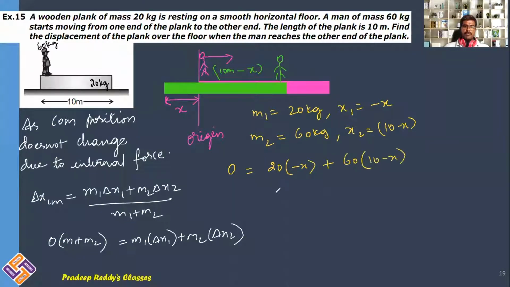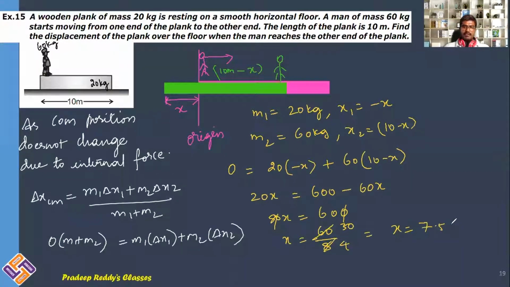0 is equal to m1 which is 20, x1 which is minus x, plus m2 which is 60, x2 which is 10 minus x. This gives you 20x is equal to 600 minus 60x. This comes to the other side. 20 plus 60, it is 80x is equal to 600, and this 0 gets cancelled. x is equal to 60 divided by 8, which is 30 divided by 4, so x equals 7.5 meter.